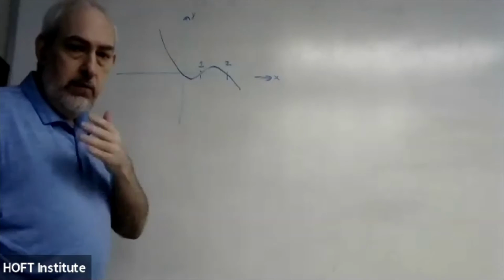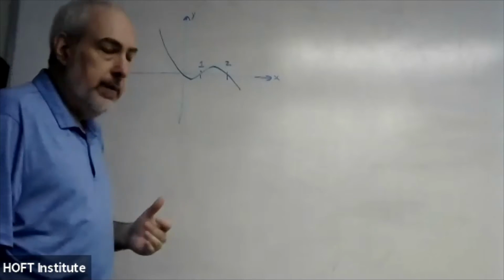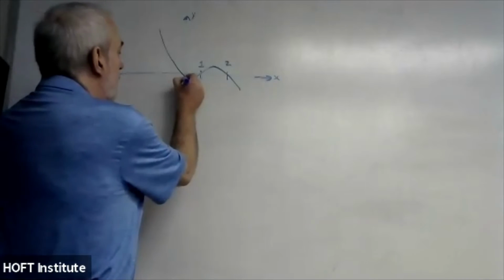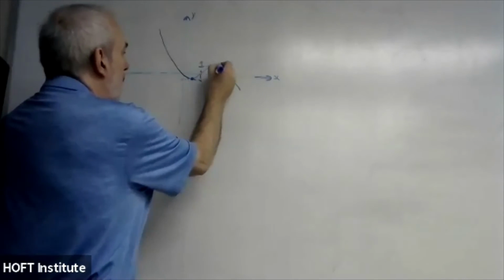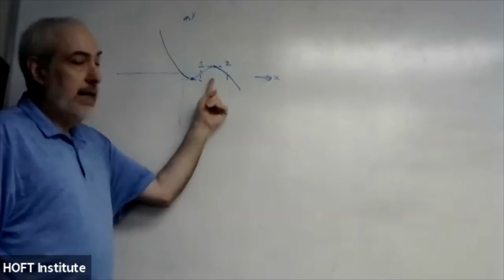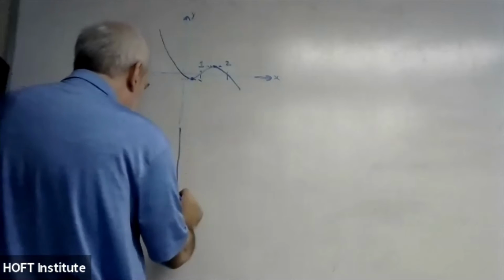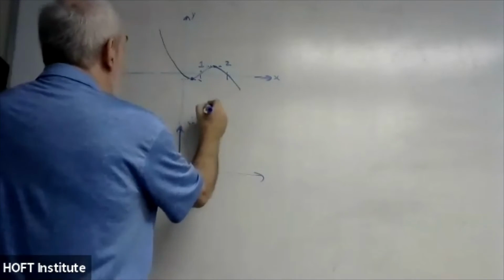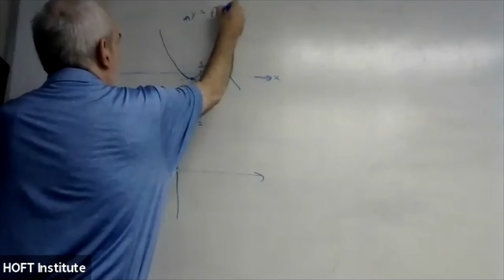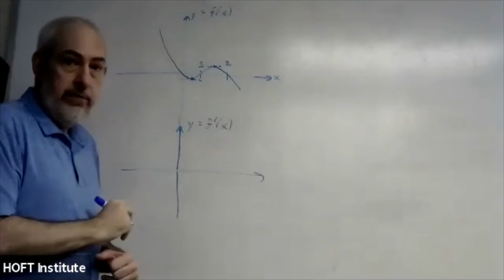Okay, so the best way to go about this is to first identify the places where the slope is 0, which is going to be here and here. That's at x equals 1/2 and x equals 1.5. Okay, so let me start sketching the derivative. So if this is y equals f of x, this bottom graph is going to be y equals the derivative.